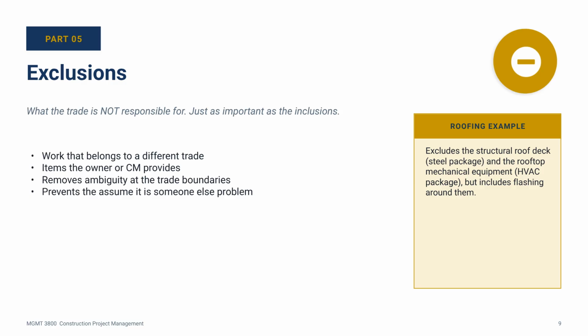Look at the roofing example. Roofing excludes the structural roof deck because that is in the steel package. Roofing excludes the rooftop mechanical equipment because that is in the HVAC package, but notice the example also says the flashing around that equipment is included, so the scope is being precise. The roofer does not provide the unit, but the roofer does flash around it. That kind of precision is what separates a good scope from a weak one.